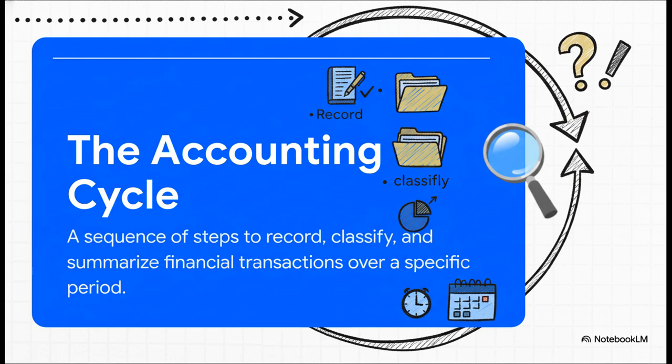Notice those key words. First, it's a sequence. That means the order of these steps is absolutely crucial. You can't just do them in any order you want. Its job is to record, classify, and summarize every single financial event. And all of this happens within a specific period, whether that's a month, a quarter, or a year. This right here is the fundamental blueprint for achieving financial clarity in any organization.